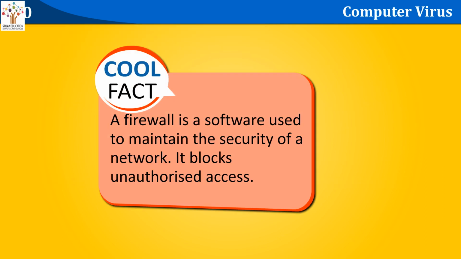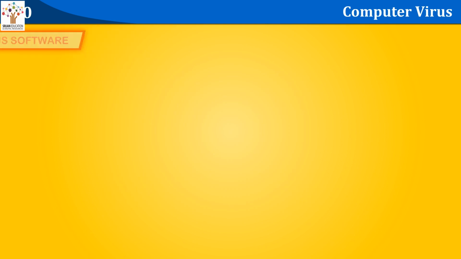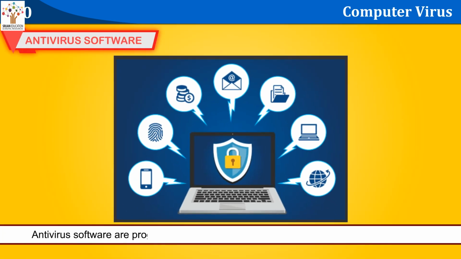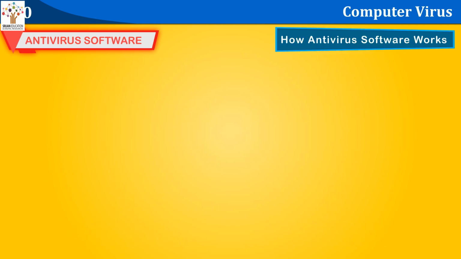Cool fact: a firewall is a software used to maintain the security of a network. It blocks unauthorized access. Antivirus software. Antivirus software are programs designed to detect, prevent, and remove malware infections on individual computing devices, networks, and IT systems. Antivirus software can also protect against a wide variety of threats, including other types of malicious software.